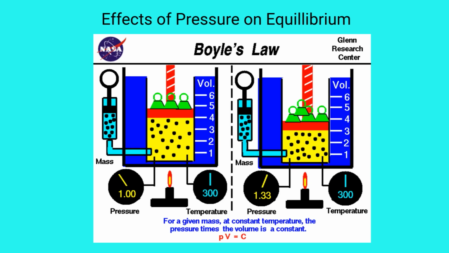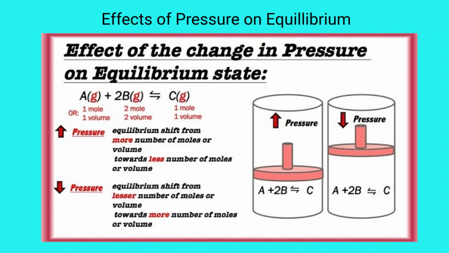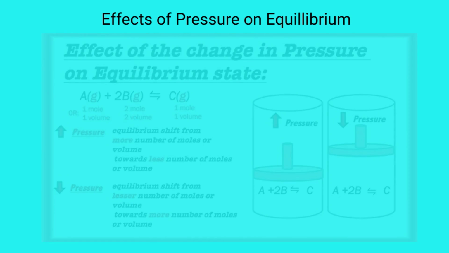Okay, moreover, we must realize that pressure is inversely related to volume. We can remember this by referencing Boyle's law, P1V1 equals P2V2. This equation shows that an increase in pressure will result in a decrease in volume and vice versa. So when there is an increase in pressure, the equilibrium will shift towards the side of the reaction with fewer moles of gas. When there is a decrease in pressure, the equilibrium will shift towards the side of the reaction with more moles of gas. This all applies only to reactions involving gases.